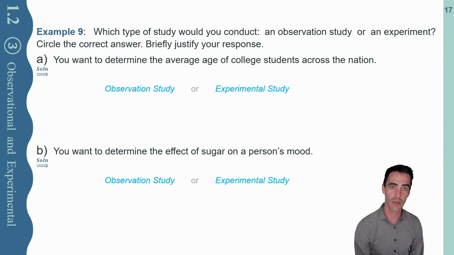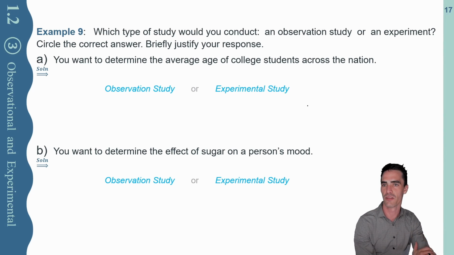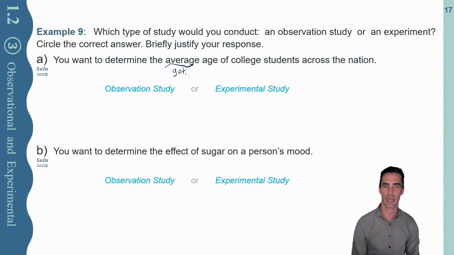Which type of study would you conduct? An observational or an experimental design? Circle your answer below, briefly justify your response. Let's get into it. You want to determine the average age of college students across the nation. So average age is what we're interested in getting as a response.